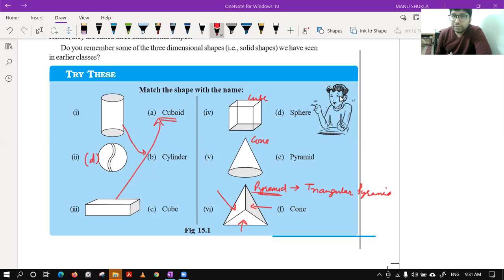Beta, there are marks for everything. Don't take anything for granted. Okay, don't ask all these questions.